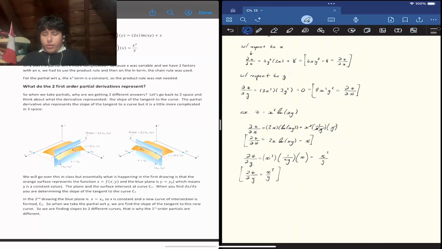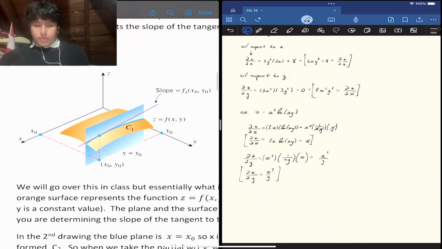Now, with the first order partial derivative, it's a little interesting, so let's go. When we take partials, we are indeed getting two different answers. It would give us two different equations for slope, I'm assuming. Yeah, the slope of the tangent to the curve in two space. The partial derivative also represents the slope of the tangent to a curve, but it is a little more complicated. Here we can see we have an x, y, and z plane. We have some sheet.